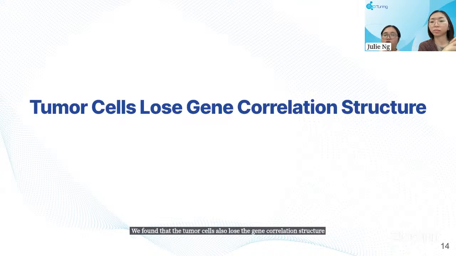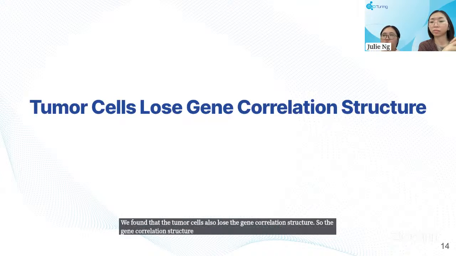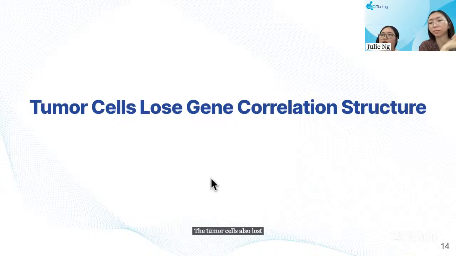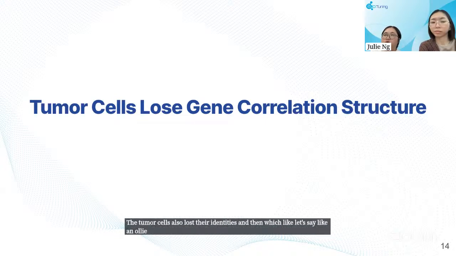The gene correlation structure is also related to the cell's identity. So in the primary tumor site, the tumor cells also lost their identities, which is like an early prediction of the fact that they will eventually completely lose their identities and then move to the metastatic state.